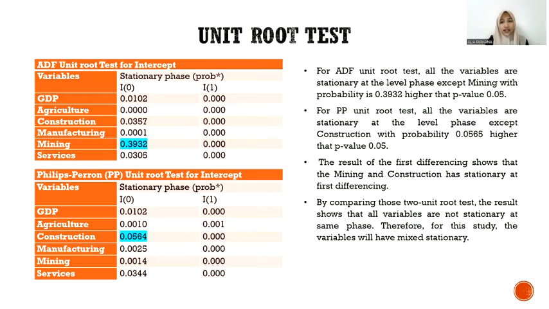For the ADF unit root test, all the variables are stationary at the level phase, except mining, with a probability of 0.3932, higher than the p-value of 0.05. For the Phillips-Perron unit root test, all the variables are stationary at the level phase except construction, with a probability of 0.0592, higher than the p-value of 0.05. The result of the first differencing shows that mining and construction are stationary at the first difference. By comparing those two unit root tests, the results show that all the variables are not stationary at the same phase. Therefore, for this study, the variables will have mixed stationarity.